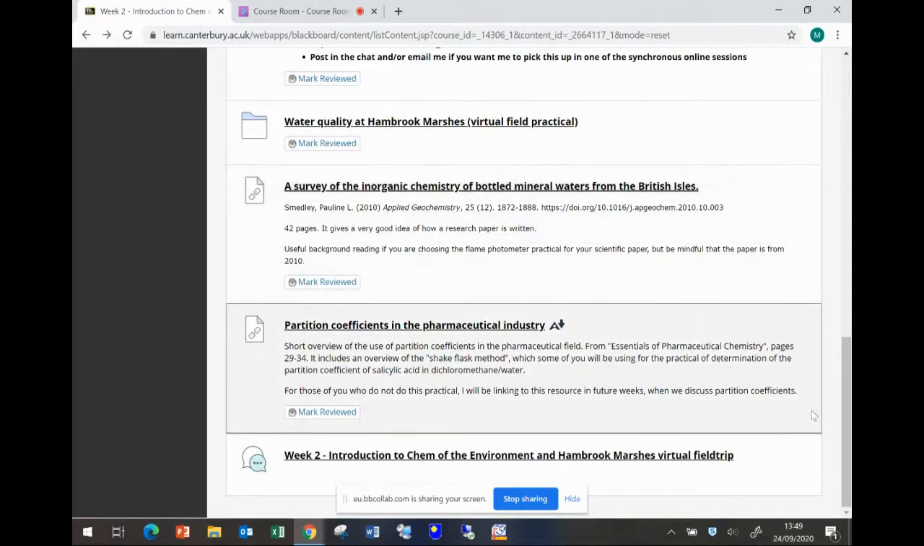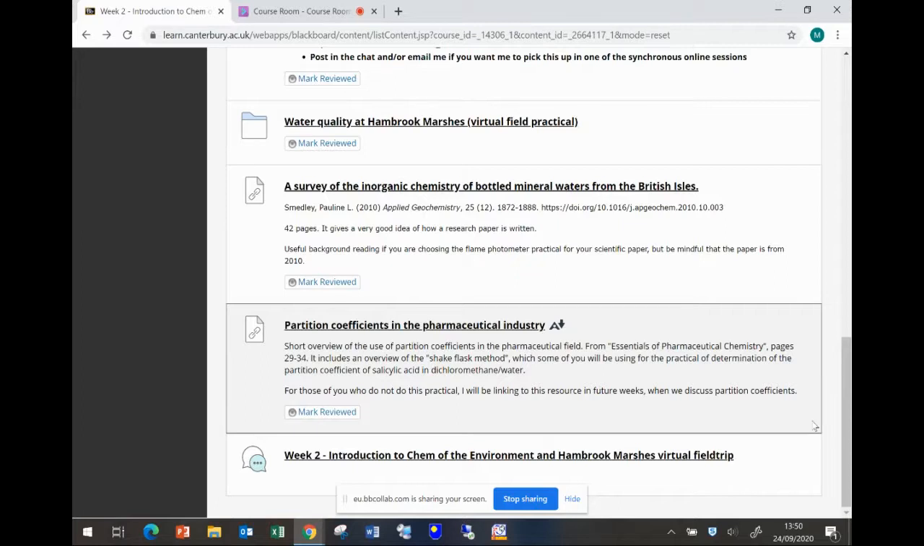Partition coefficients in the pharmaceutical industry. If you are a student doing the ecology program, then this is one of the practicals you will be doing. You will be measuring partition coefficients in the lab. So I've included this for information because it might help you next week, when you are doing the practical. It's a link to an ebook available through the library website. And I'm directing you to 5 or 6 pages, which specifically talks about partition coefficients in the pharmaceutical industry.